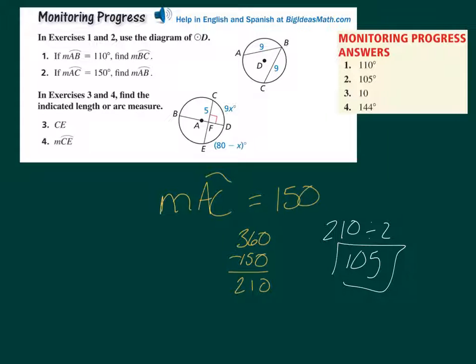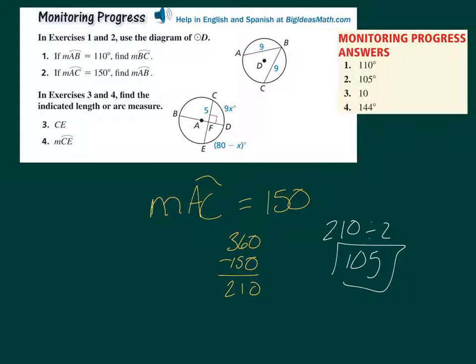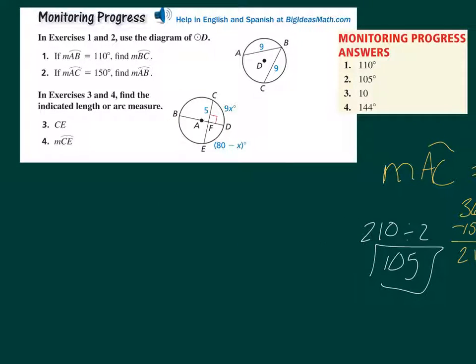Number 3 is pretty straightforward. It wants you to find the length of segment CE. Again, that's almost exactly like what we did in the previous example. So let me get this stuff out of the way. I'm going to group this stuff together. Cool. And now hopefully I can move this. We'll get this out of the way here.